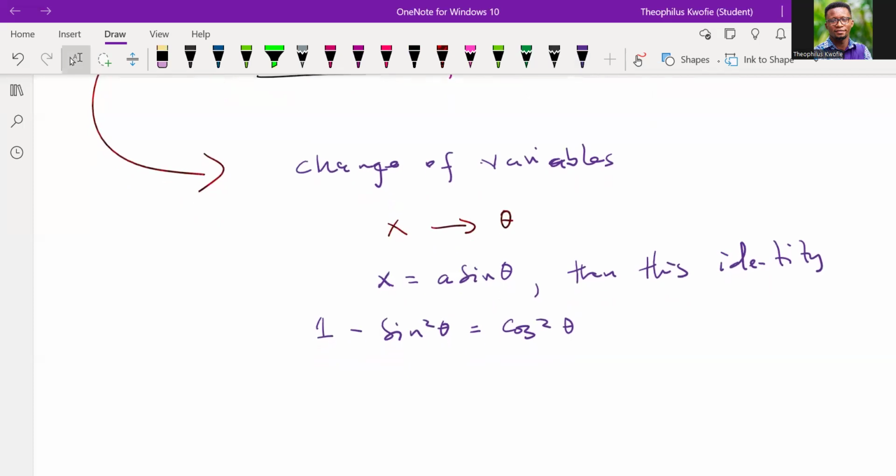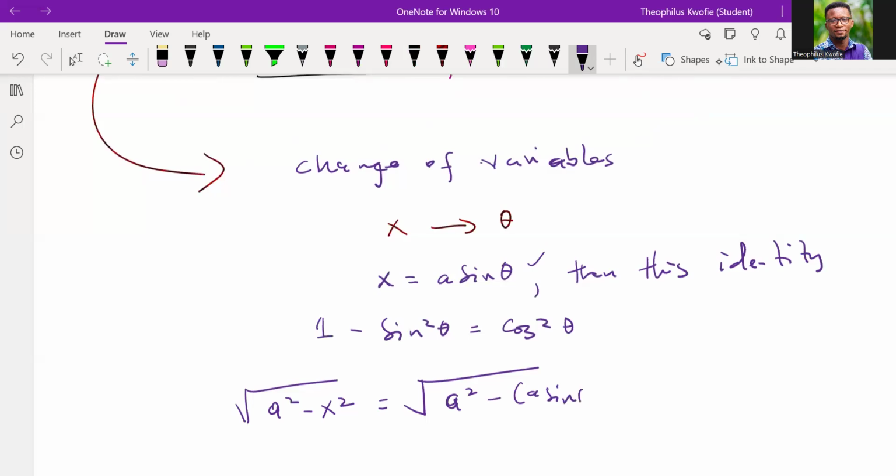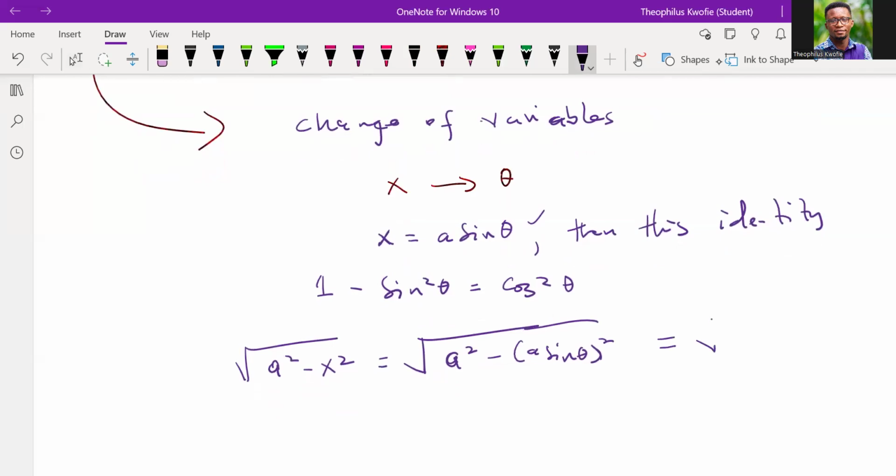So when we substitute that in, let me be more specific here. If we do the substitution, then we are going to have this equal to a squared minus, now your x is now what? a sine theta, right? So we are doing the substitution using this. So when we do that, we're going to have what? a squared.